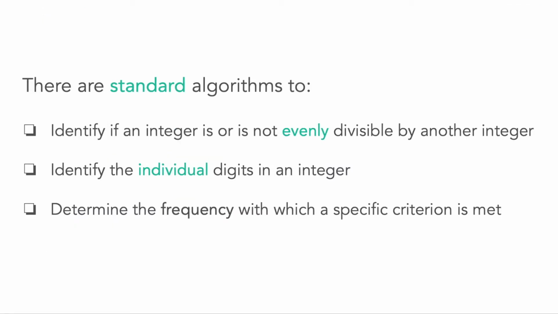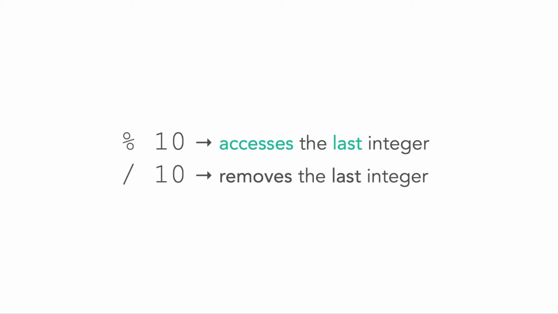Another standard algorithm can be used to identify the individual digits in an integer. The combination of modulus 10 and divide by 10 can help us do this. Modulus 10 accesses the last integer in a number. Divide by 10 removes the last integer in a number.